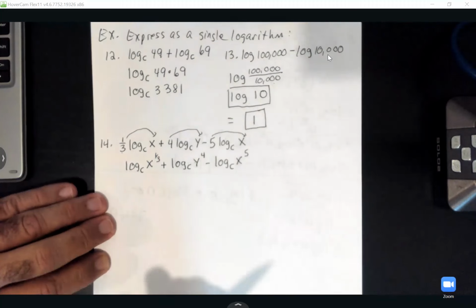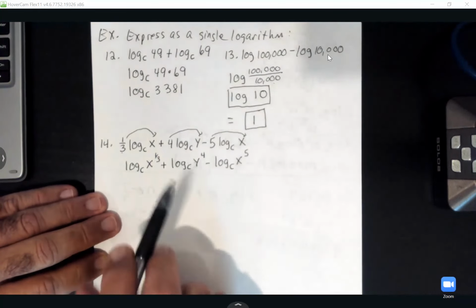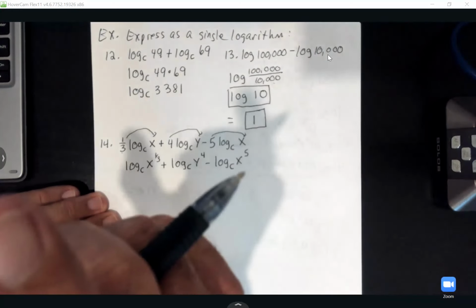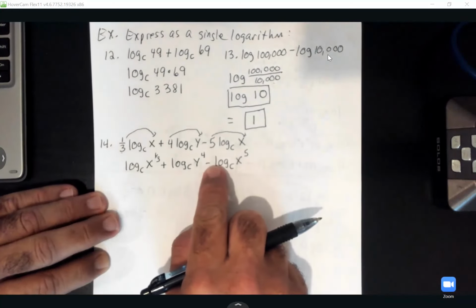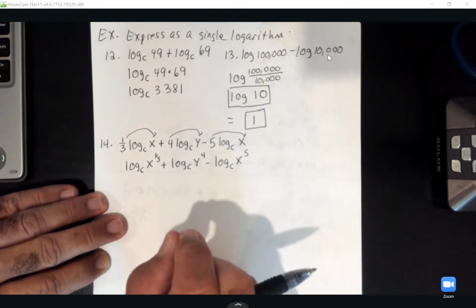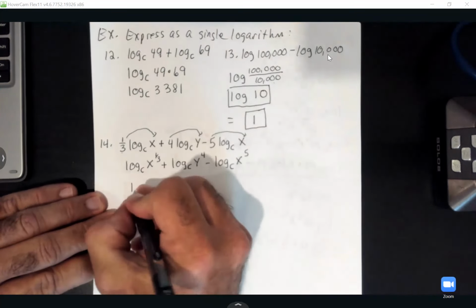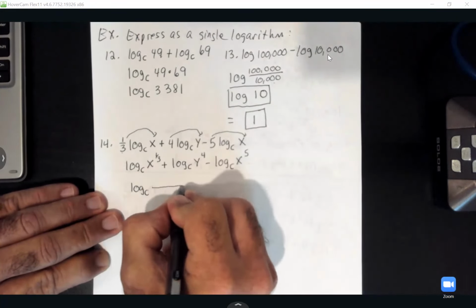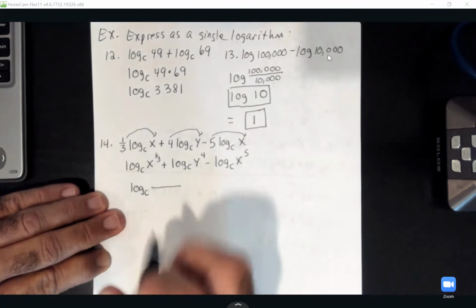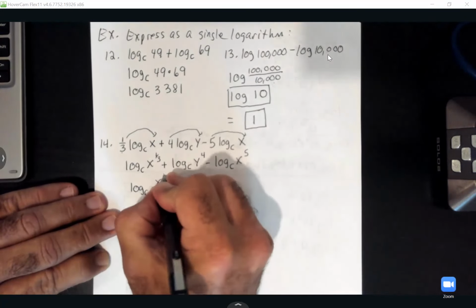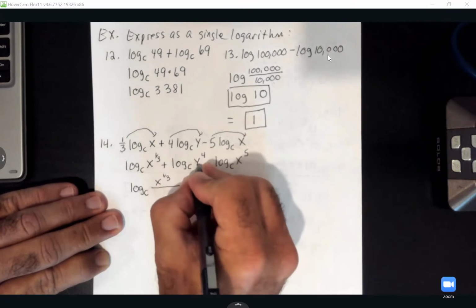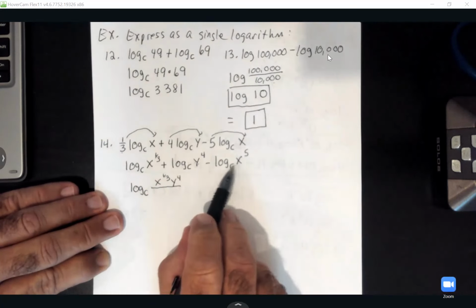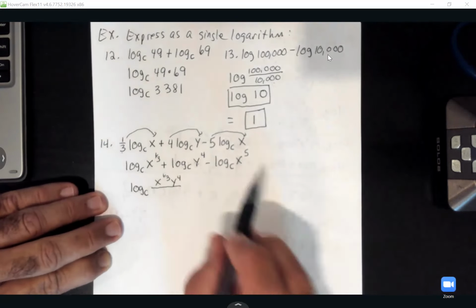Now, I'm going to start writing it as a single logarithm. Remember, if it's positive, it's going to go to the top. The stuff being subtracted, its factors will go to the bottom. So we pull the log C out front. On top of my fraction, I'll have an X to the 1/3, Y to the 4th, all over, the one factor being subtracted, the X to the 5th.